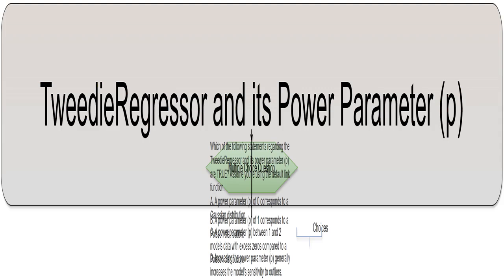I'm looking at the TweedieRegressor, a powerful tool in Sklearn that handles non-negative data, especially data with lots of zeros, like insurance claims. The core of this tool is the power parameter, p. It dictates the type of Tweedie distribution used. Different values of p correspond to different distributions, like Poisson or Gaussian. We'll explore how changing p affects our model.